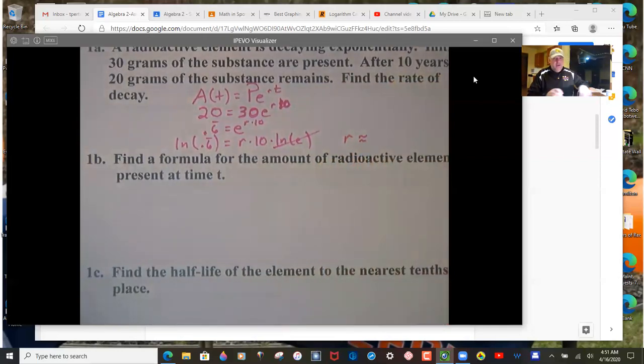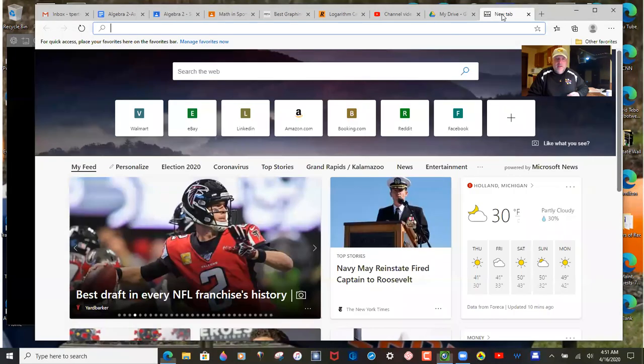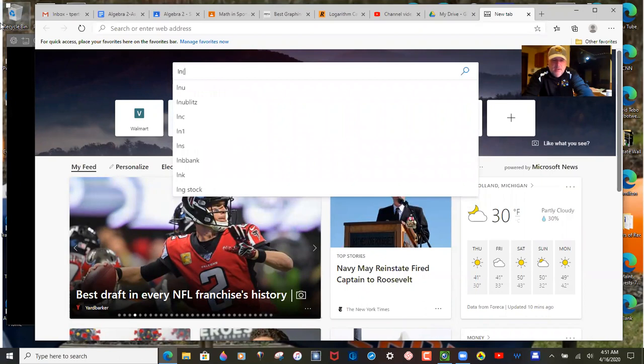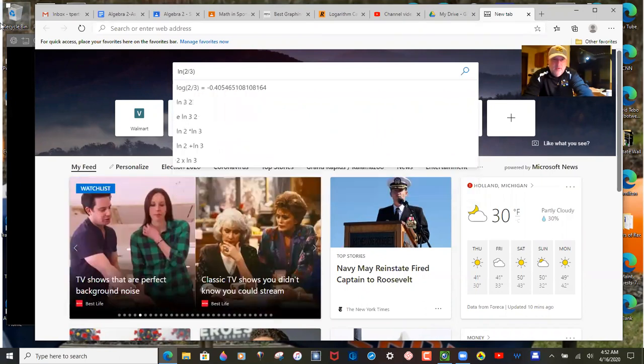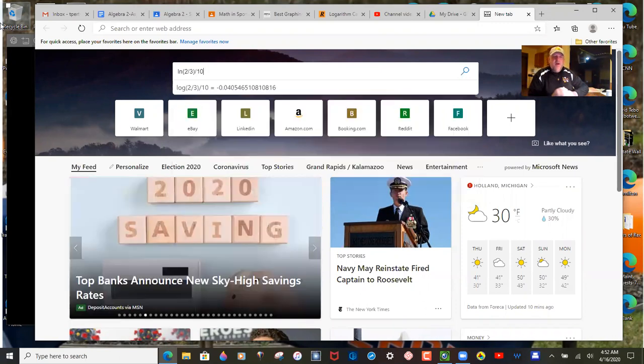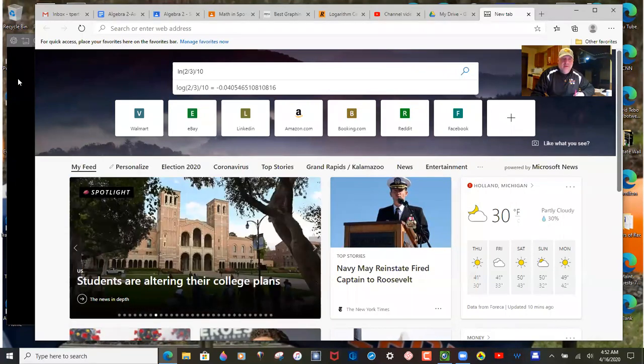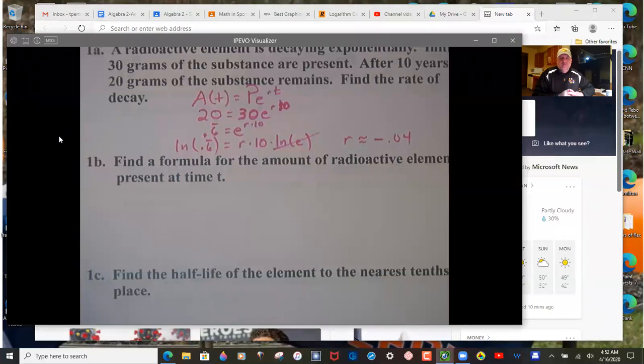I want to emphasize, I'm going to show this one time, and then I'm just going to use my calculator. So let's call it 2/3, and then we're going to divide by 10. This is in an internet search bar. Negative 0.04. We want to round this to the nearest tenth place. Now let me come back to my overhead. You can literally do that. The internet's a very powerful place to operate.